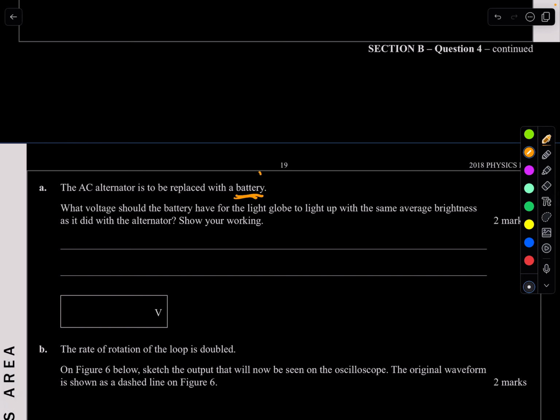So remember, a battery is a DC. What voltage should the battery have for the light to light up with the same average brightness as it did with the alternator? What a nice, beautiful question. I think if students don't understand what RMS means. So RMS, whenever you use RMS, root mean squared.